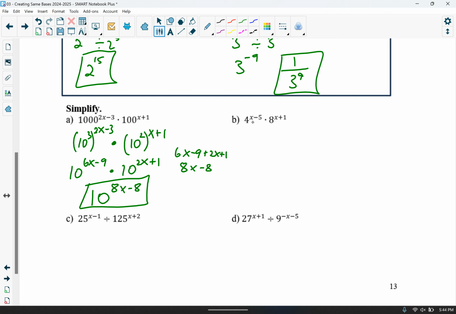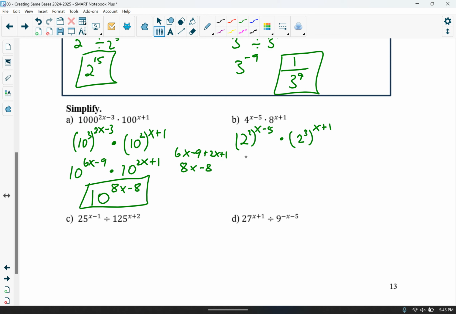Okay. 4 to the x minus 5 power times 8 to the x plus 1 power. We are going to get these bases to 2. We can't do 4 because 4 times 4 is 16, not 8. So 4 is 2 squared. So it's going to be 2 squared to the x minus 5 power times 8 can be written as 2 to the third to the x plus 1 power.